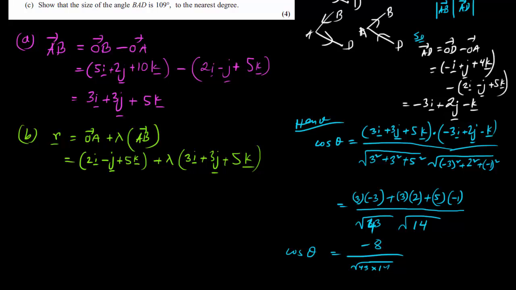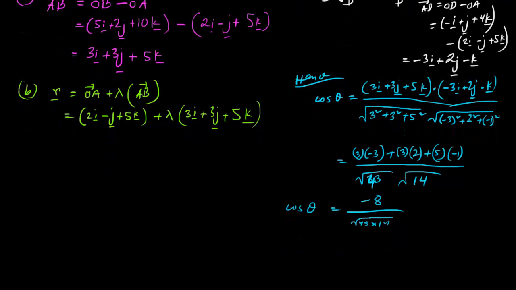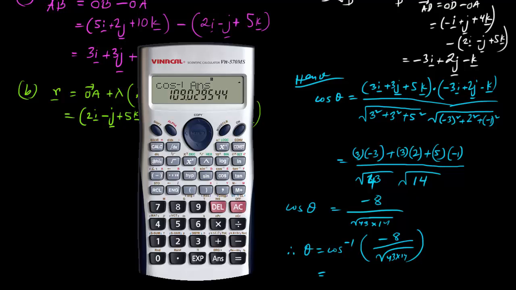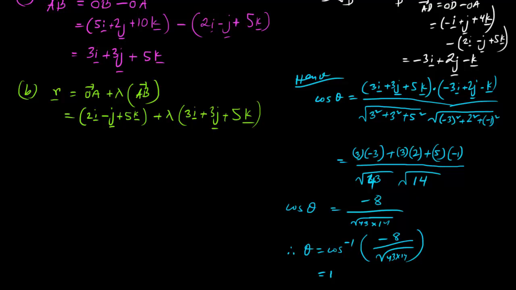So now we have to find theta. Therefore theta equals cos inverse of minus 8 by the square root of 43 times 14, and we have to use the calculator for that. So 109.03, so we were looking for 109 degrees, and that's it, shown.